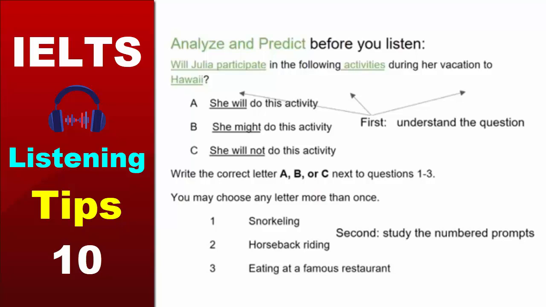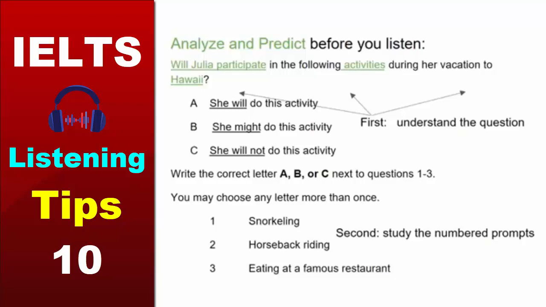Secondly, then, we need to take a look at the options, the choices we have by the numbers for our matching questions. We're going to hear about snorkeling, horseback riding, eating at a famous restaurant. Now, they may talk about these topics in a variety of different ways. Maybe they go back and forth among these topics and activities, but the answer choices are going to come in order. So we will get a definite answer about yes, maybe, or no to snorkeling before we get a definite answer about yes, no, or maybe to the horse riding activity.